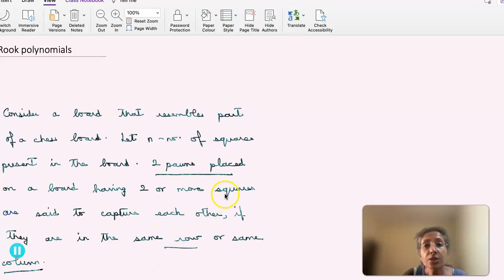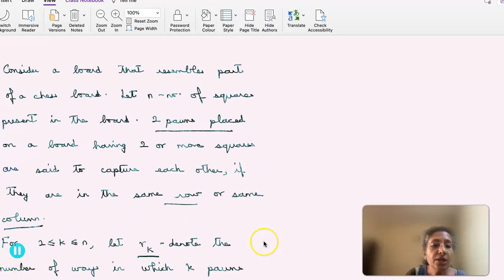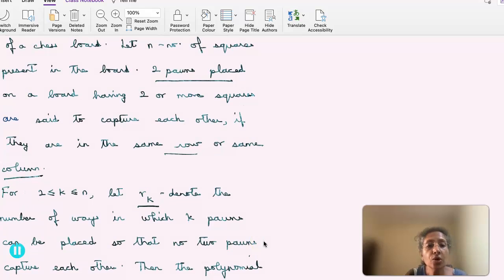So we had the first class on Rook polynomials. The second class, which I'm going to be doing today, is just a continuation of that. So I'll just discuss a few basic points. Two pawns placed on a board having two or more squares are said to capture each other if they are in the same row or same column.